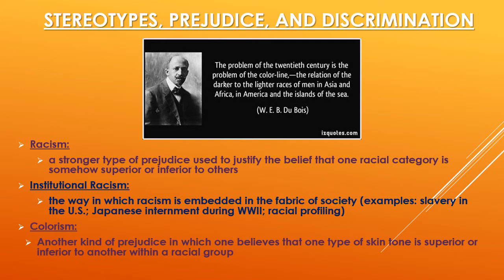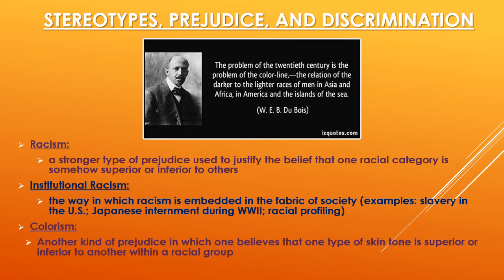Now, a very well-known sociologist, the first African-American sociologist, the well-renowned W.E.B. Du Bois. I included a quote from him on the top. It says, "The problem of the 20th century is the problem of the color line, the relation of the darker to the lighter races of men in Asia and Africa, in America, and the islands of the sea." So we're going to move beyond prejudice to racism and institutional racism and colorism here.